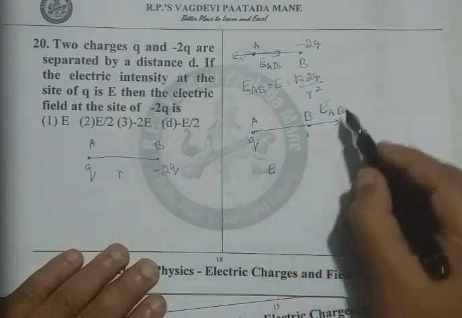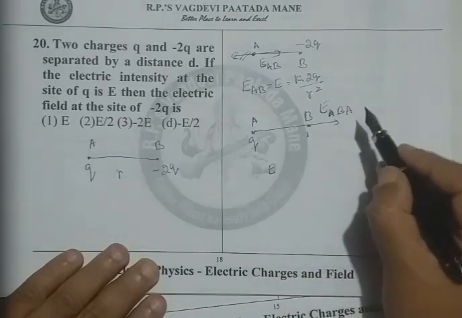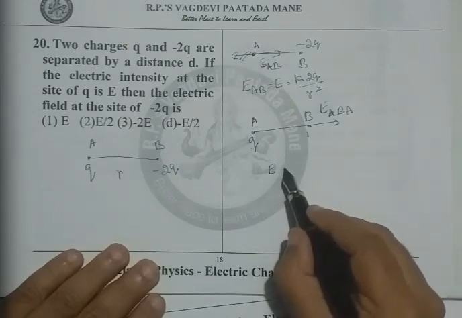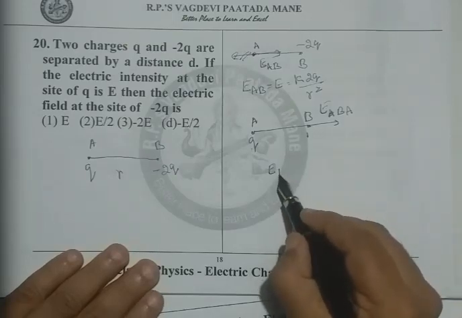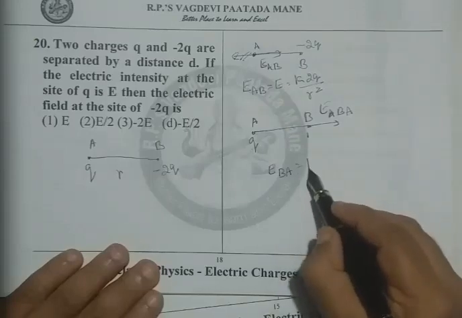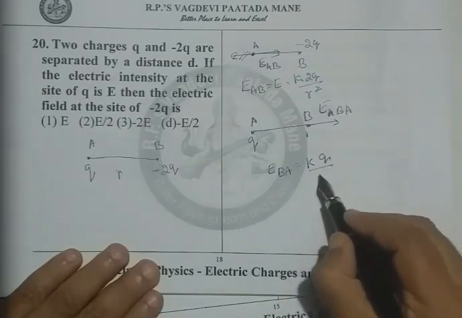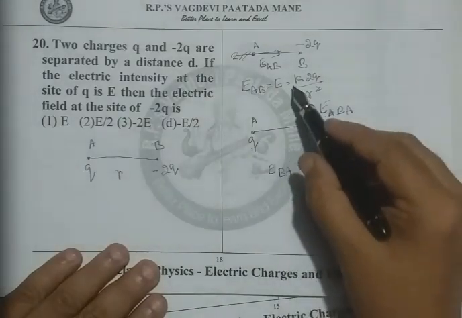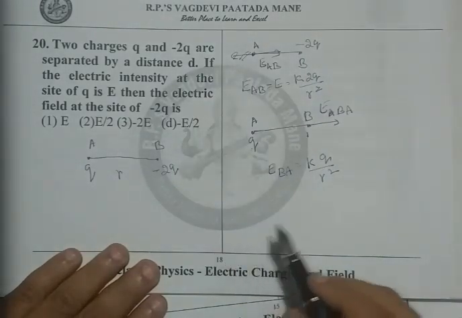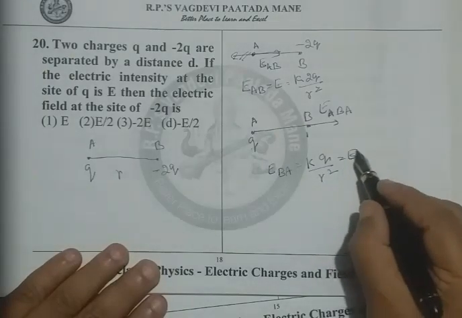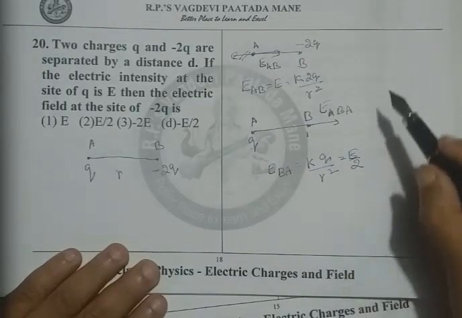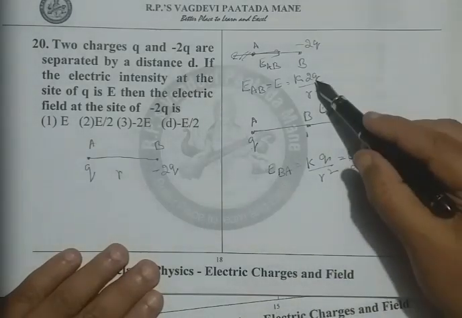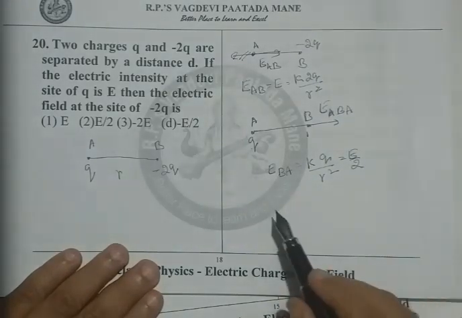EBA, electric field at B due to charge at A. According to the formula again, EBA can be written as K Q by R square. But comparing EBA with E, I can simply write it as E by 2, as EAB is K 2Q by R square, E by 2.